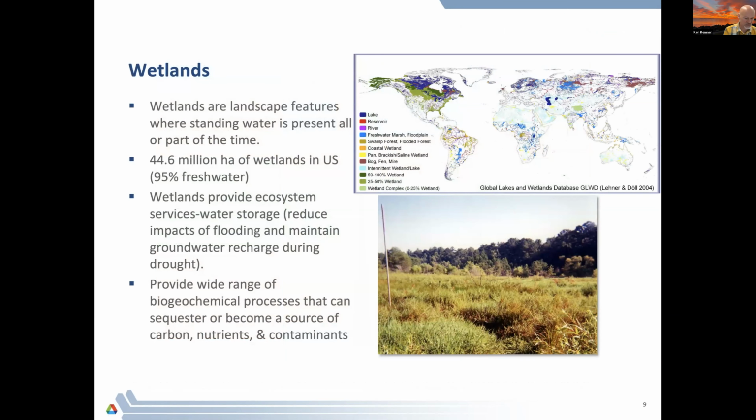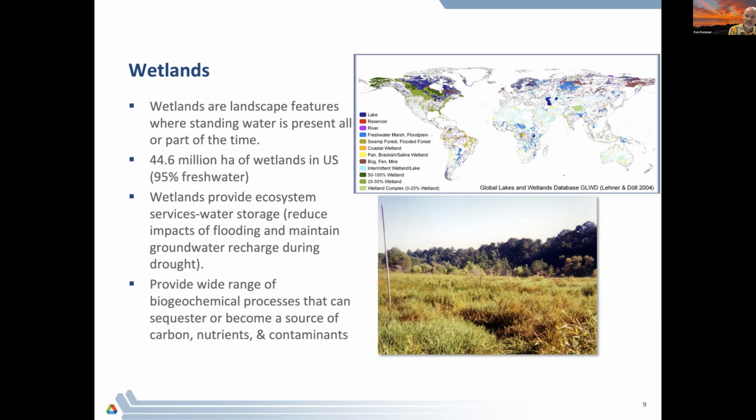I've talked about the terrestrial, but there's also the aquatic systems. And that's where wetlands often come into play. They're landscape features where you typically have standing water present all or part of the time in a year. There's roughly 45 million hectares of wetlands in the United States. The vast majority of them are freshwater wetlands, and they provide a variety of ecosystem services, reducing flooding, maintaining groundwater recharge during drought, etc.